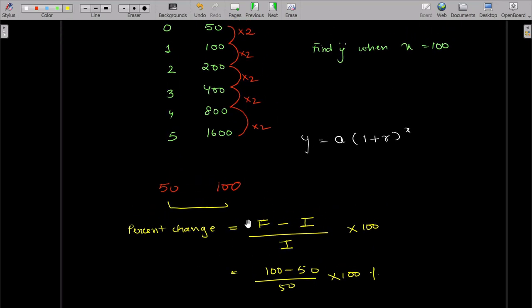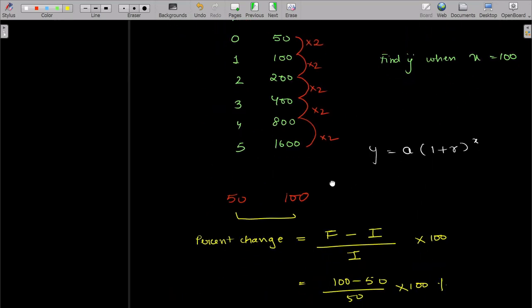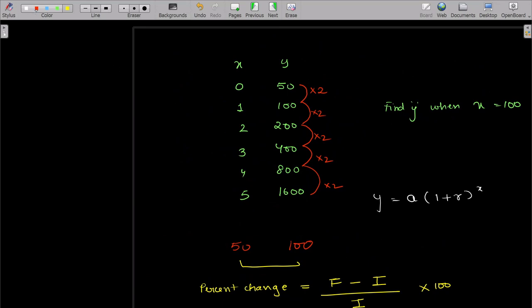The rate is 100%. If you think about it, you started with 50, and when 50 became 100, that means you are getting exactly 50. You deposited 50 and you're getting exactly 50. So that means you're getting 100% interest. Then from 100 to 200, you're getting 100, so that is again 100% interest. From 200 to 400. So whenever the amount is doubling, then you're getting 100% interest.